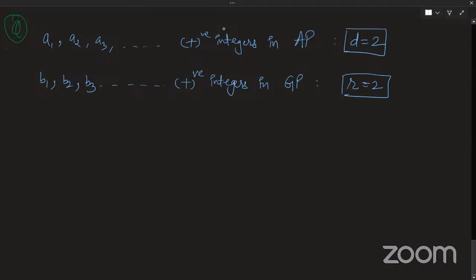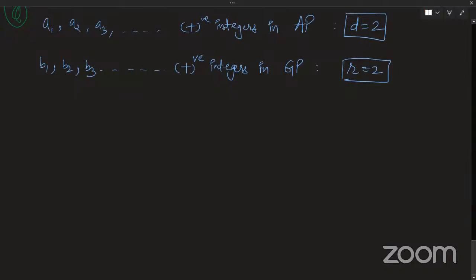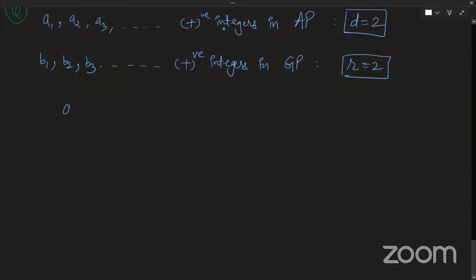Got the question, right? A1, A2, A3 are positive integers in AP. Their common difference is 2. B1, B2, B3 are positive integers in GP. And their common ratio is 2. Now it is given to you that A1 is equal to B1. That starting term is the same. And it is given equal to some numerical value C.